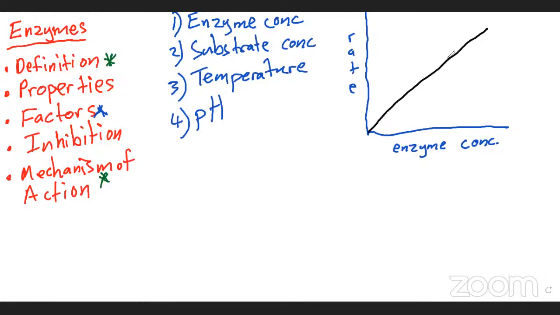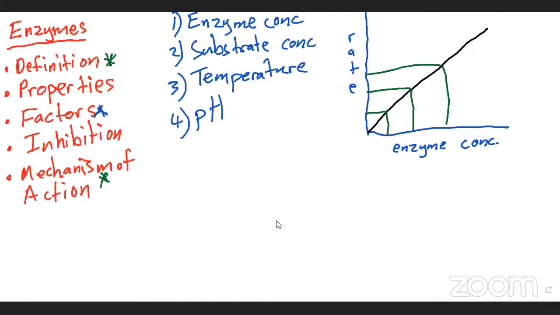And so if you look at this graph, we have concentration on the x-axis and rate of reaction on the y-axis. You can see that as we increase the concentration, the rate of the reaction is increasing. All right, so why is that happening?